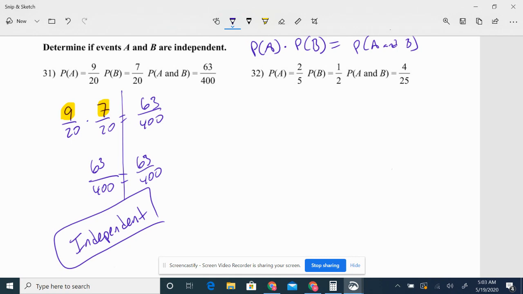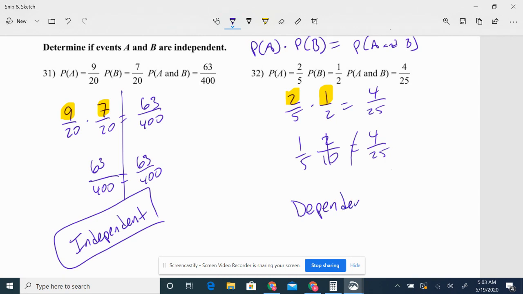Let's take a look at number 32. Is 2 over 5 times 1 over 2 equal to 4 over 25? Let's take a look at the left side of my equal sign. 2 times 1 on the top, and at the bottom, 5 times 2. Is 2 over 10 equal to 4 over 25? No, it's not, because I could simplify this to 1/5, and that's not 4 over 25. They're not equal. So in this case, these are dependent.